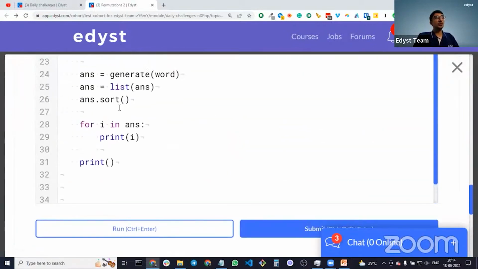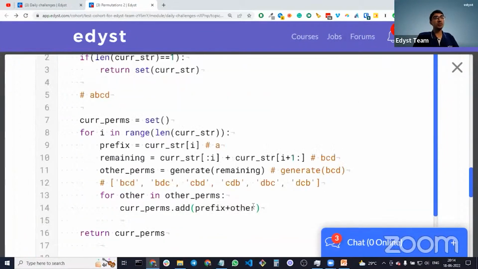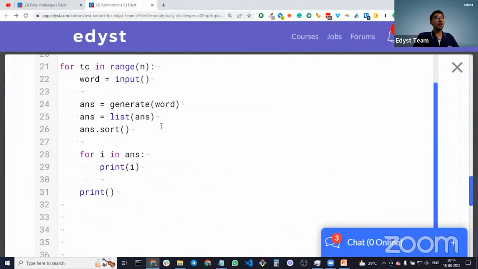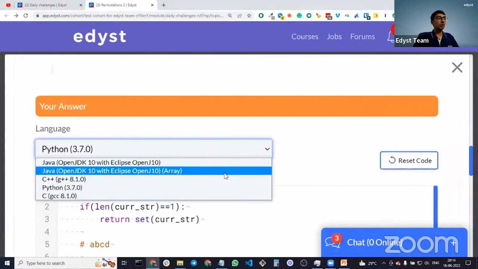You can also just convert it to a set afterwards. Instead of using a set here, I could have just created a list. After you're done with all that, create a set, and then sort it from that. So that also is possible. You could have done that also. Okay. Let's go to Java.